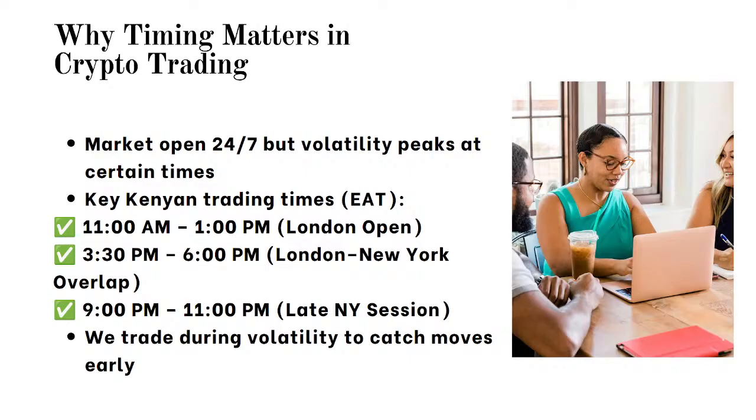That is normally when the London market overlaps, right? Or the London market opens. Then we have from 3:30 p.m. to 6 p.m. the London-New York overlap. The London-New York overlap simply means the markets are open at the same time. That's basically the meaning of the word overlap. Then we have from 3 p.m. to 11 p.m. This is the late NY session.